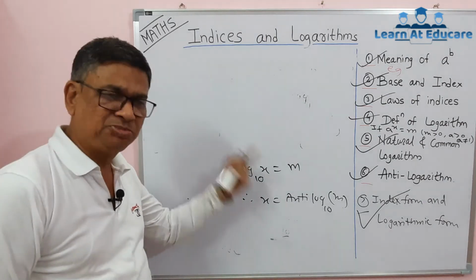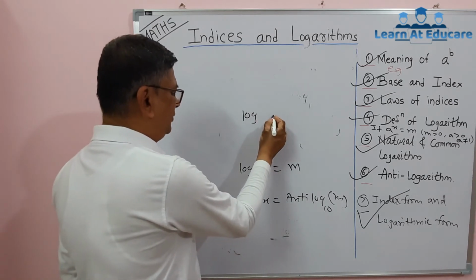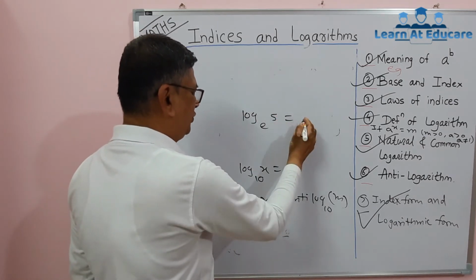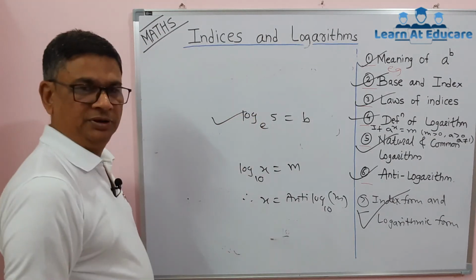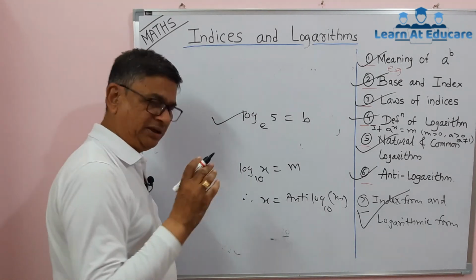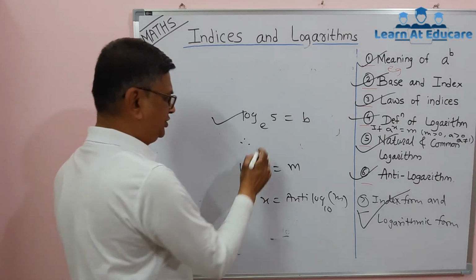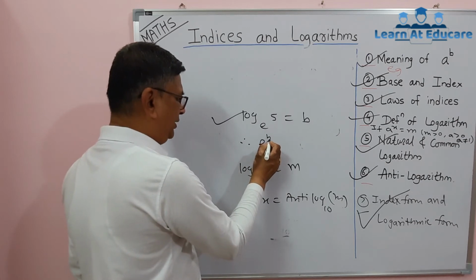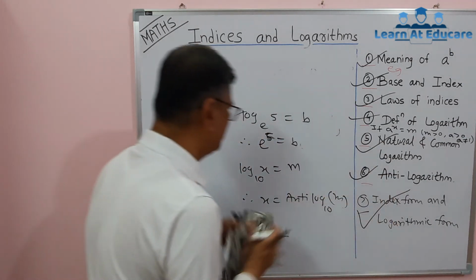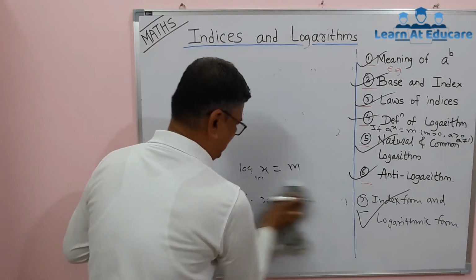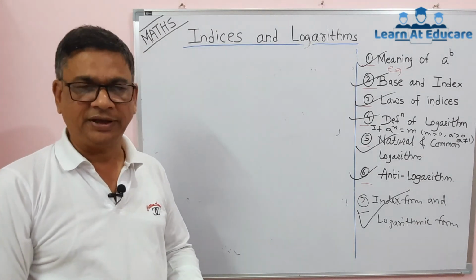Anti-logarithm is nothing but that which gives the result in exponent form. If you take an example, log of 5 to the base e, suppose this is equal to some value denoted by b. Then this is its logarithm form. Its index form, which is also equivalent to anti-logarithm, is written as e raised to b equal to 5. So these are the correspondence or relationship between logarithm and indices. In the next session, we will see the laws of logarithm. Okay, thanks.